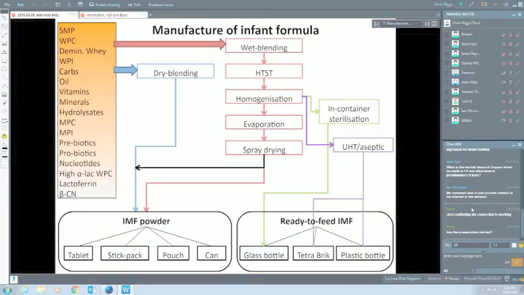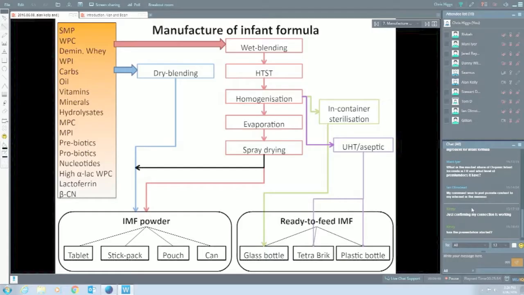If we look at a broad flowchart of how infant formula is typically manufactured, we start to see some of the complexity, starting on the left-hand side in the box with all the possible ingredients. One of the features of infant formula, which isn't surprising, is the length of the ingredient declaration on any container of infant formula. We can see a list, and probably not even a full list, of all the possible ingredients which can be added to infant formula.